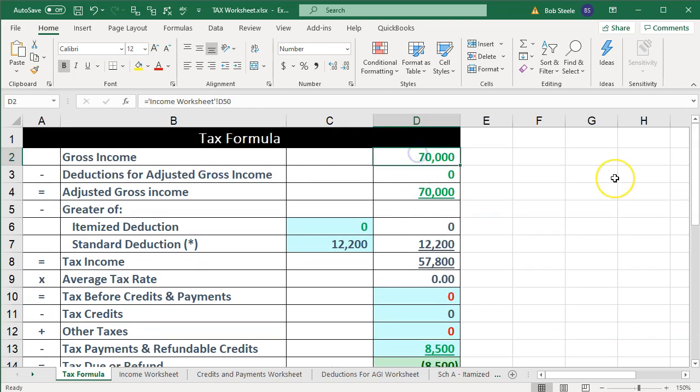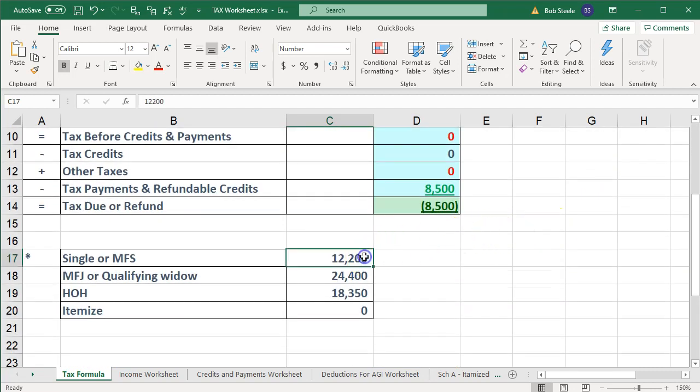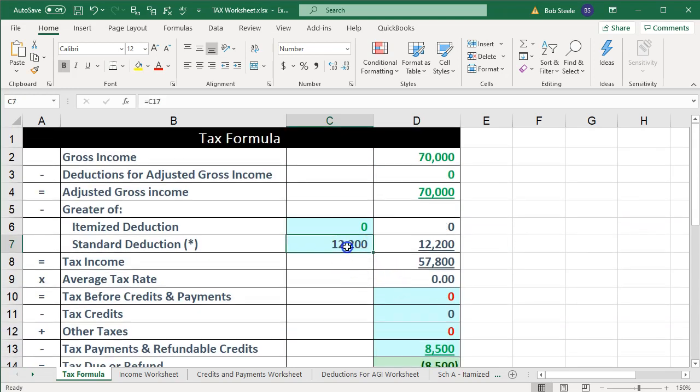And so what happens here? We've got 70,000 of income. We've got nothing for the above-the-line adjustments or Schedule 1 deductions. 70,000 for the AGI, or adjusted gross income. For the greater of the itemized or standard deduction, we're taking the standard, which is the 12,200. That's for a single individual, so that's the standard deduction for a single individual. That brings the taxable income, 70,000 minus the 12,200, to 57,800. Then we have the tax rate, which we don't know. It's a progressive tax system. That's what we're going to depend on the computer for, on the software, tax software. And that's going to give us the tax amount.